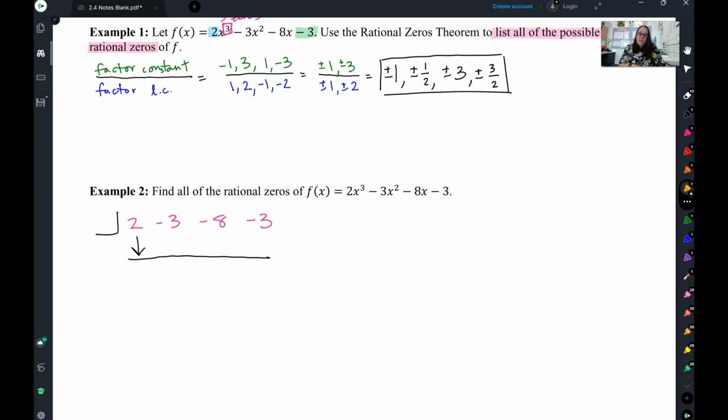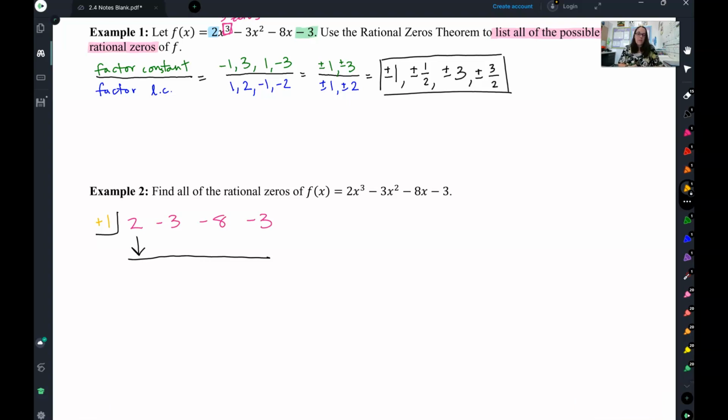Let's figure out which of these possibilities works. I've got my synthetic division all set up right here under example 2. I'm going to look at my list and just pick one. Let's just start in order. Let's start with positive 1 and make that our box number.